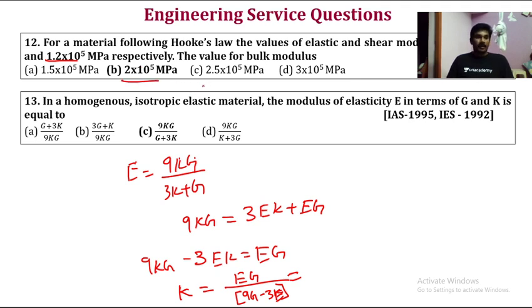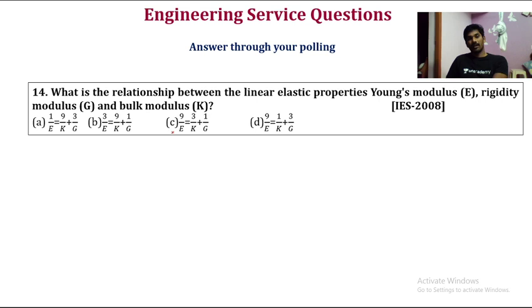Next one. In a homogeneous isotropic elastic material, the modulus of elasticity E in terms of G and K. Same thing, same equation which we have already written here: 9KG by (G plus 3K). Another one, this is a question which was asked in the Unacademy app. The relationship between the linear elastic properties E, rigidity modulus G and bulk modulus K is the question here.